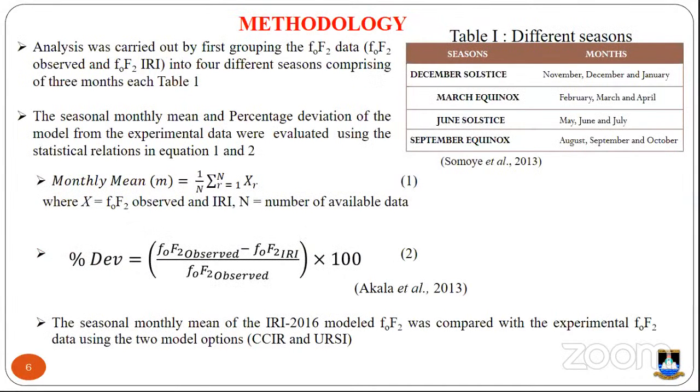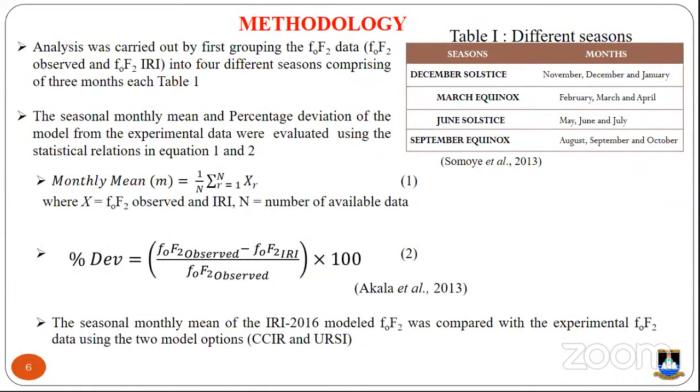The methodology used: first, the data were averaged over a month to get their monthly hourly average. Then the data of each year were grouped into 4 seasons as shown in table 1. The December solstice comprises 3 months, November, December, January; March equinox, February, March, and April; June solstice, and September equinox. Then the percentage deviation of the IRI data from the observed value was also evaluated to know the degree of the performance of the model. The seasonal monthly mean of the IRI model was compared with the experimental or observed foF2 data.